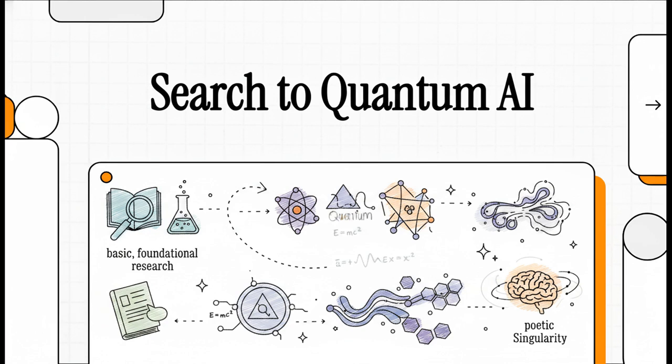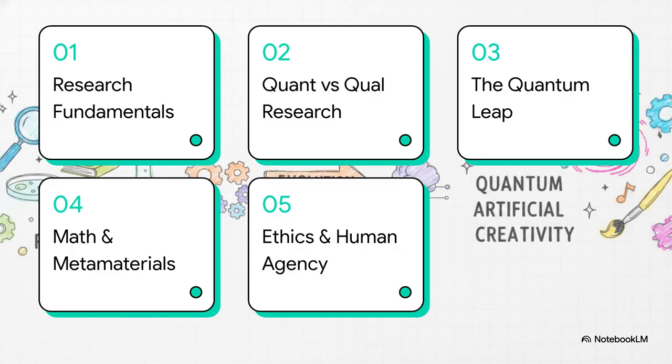I know it sounds like a massive leap, right? But by the end of this, you are going to see exactly how all of this connects. So, just to keep us on track, here's our quick roadmap. We'll start with the fundamentals of research, look at quantitative versus qualitative methods, make the quantum leap, dive into equations and metamaterials, and wrap up with ethics and human agency.